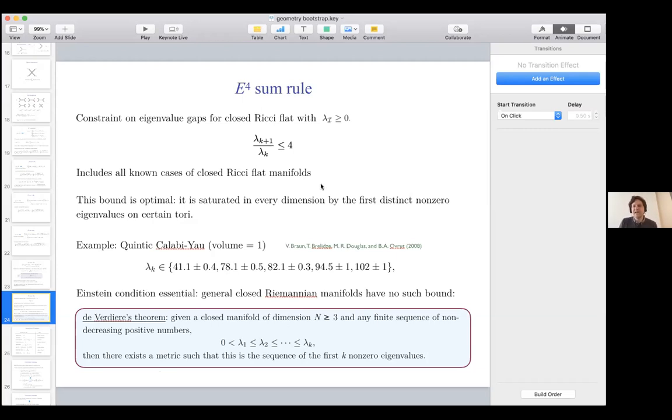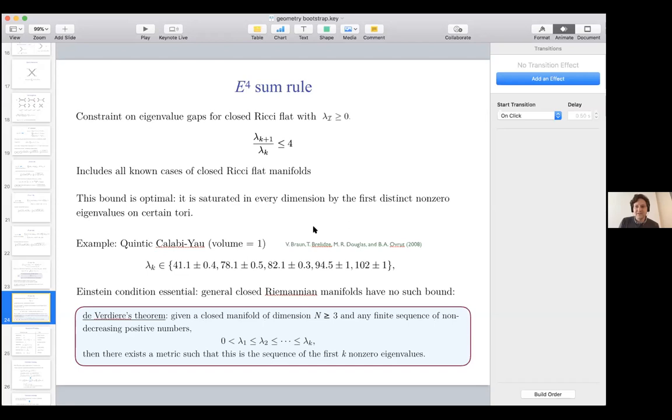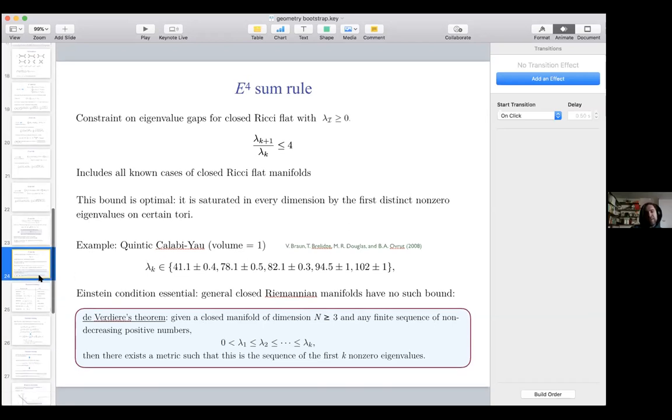So if we were doing Yang-Mills theory instead of gravity, we wouldn't have this constraint. So gravity is somehow special for this. I guess the Einstein but not Ricci-flat case, well, you'll get to that too. Yeah, we'll relax that in a second.